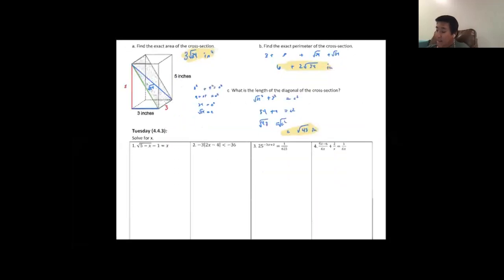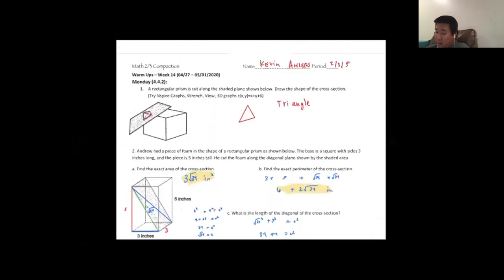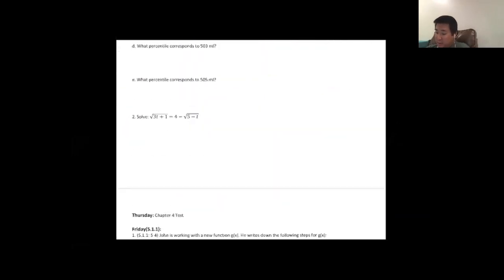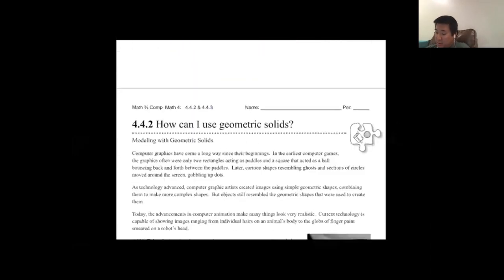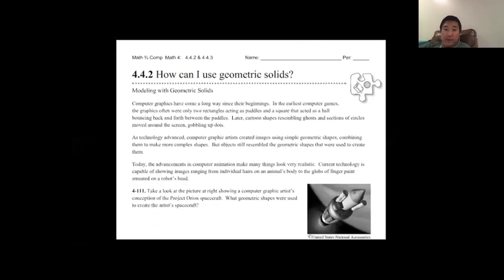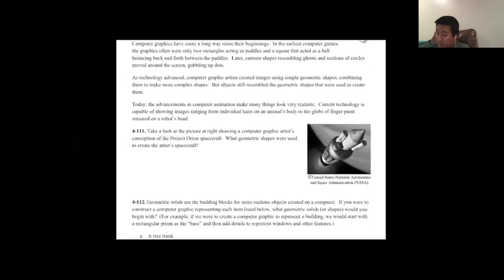There we go. Moving on to 4.2.2, talking about geometric solids. Take a look at the picture right, showing the computer graphic artist's conception of Project Orion's spacecraft. What geometric shapes are used to create the artist's spacecraft?